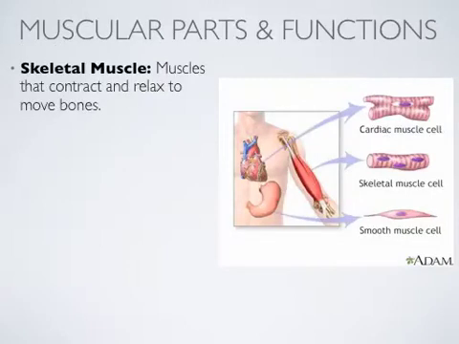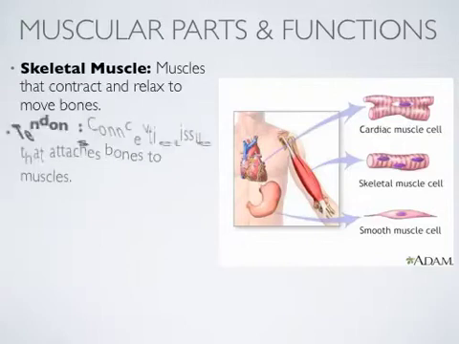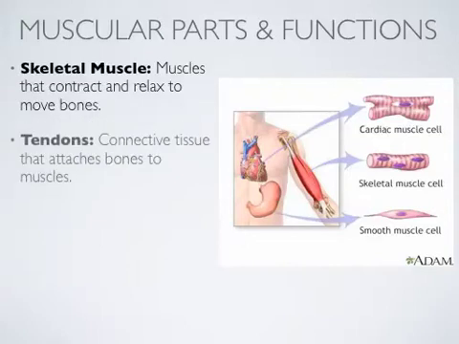The first part is skeletal muscle. Skeletal muscles are muscles that contract and relax to move bone. Those are the muscles that you would use to type or write or move. The next part is tendons. This part connects the skeletal muscles to bones. Tendons could probably be considered to be part of the skeletal system as well, since they connect to bones.